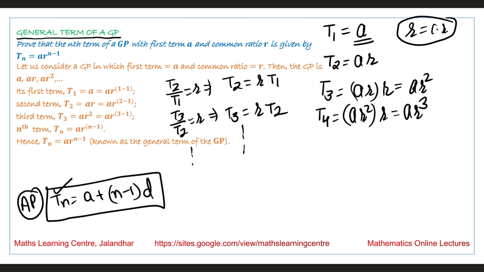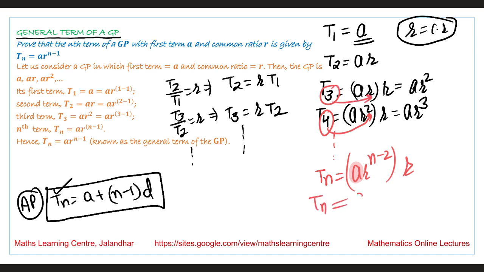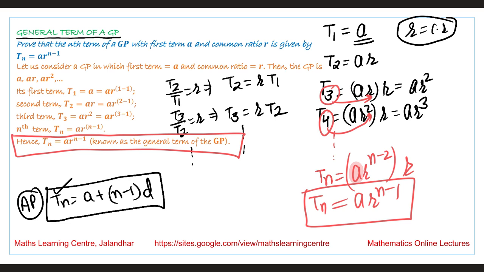Now if we continue like this, we will obtain that Tn is equal to AR raised to the power n minus 2 into R. Here for T4 the power is 2, for T3 the power is 1. So the general term is AR raised to the power n minus 1. This is the formula for the general term of a GP.